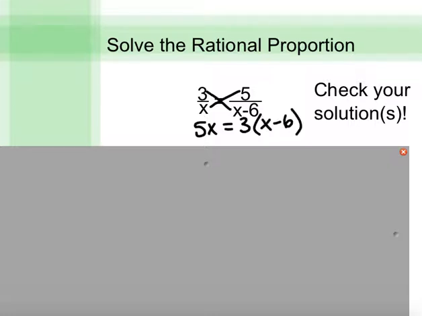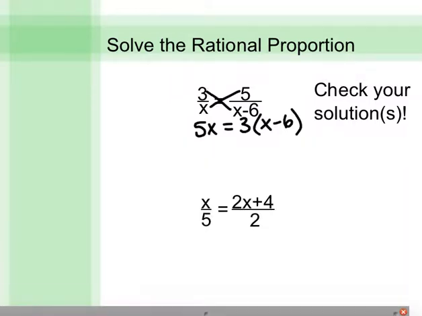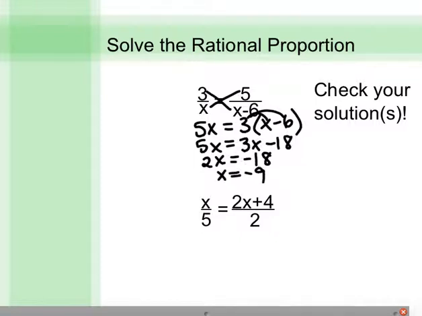Now I write it like that just so that we can remember that 3 has to be multiplied by both of those different parts. So then we can go ahead and solve. I'm going to expand and get 5x is equal to 3x minus 18. I am going to subtract 3x on each side to get 2x is equal to negative 18. So x is equal to negative 9.